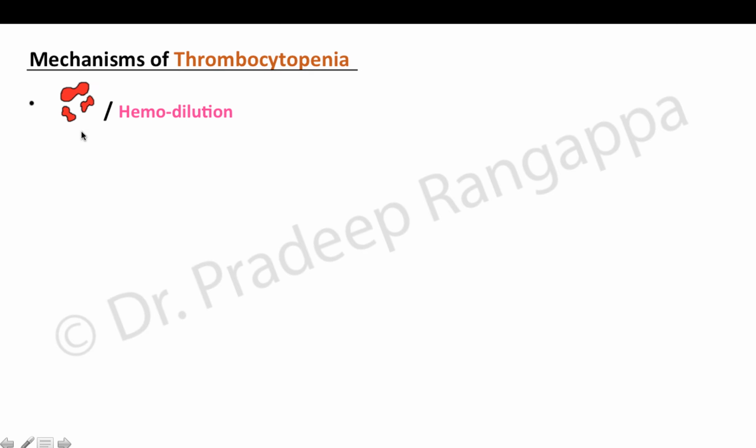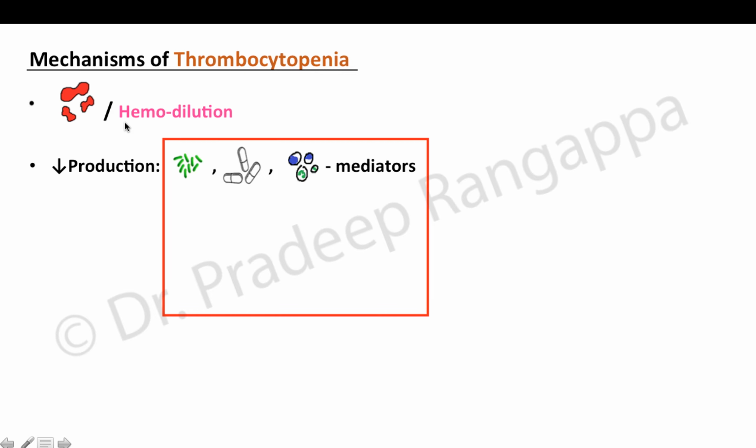So, the key mechanism is ongoing bleeding. Any patient who has ongoing bleeding or hemodilution due to excessive or massive fluid resuscitation can develop thrombocytopenia. The second important class of thrombocytopenia is reduced production of platelets, and this typically happens in bacterial infections, with drugs that we use in ICU, inflammatory mediators, and liver disease.